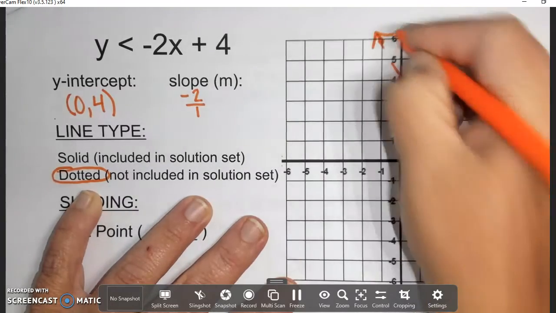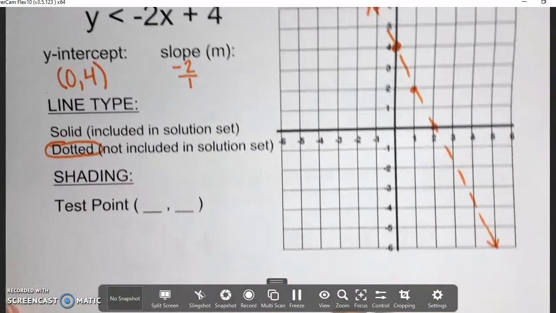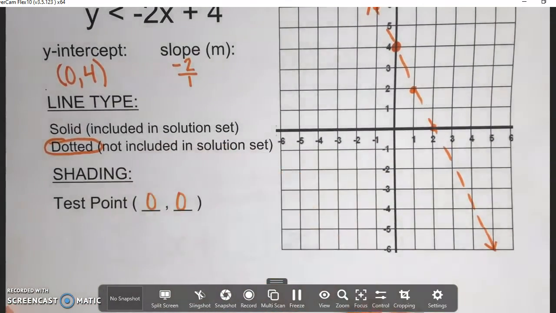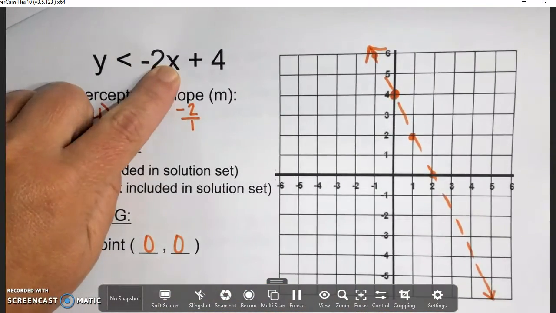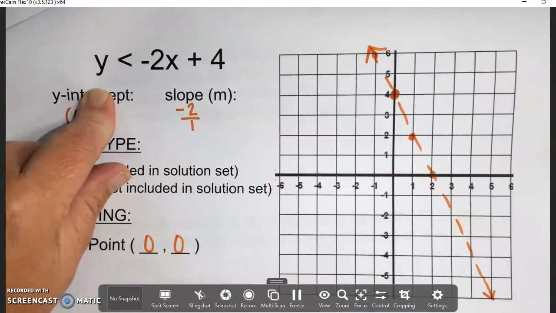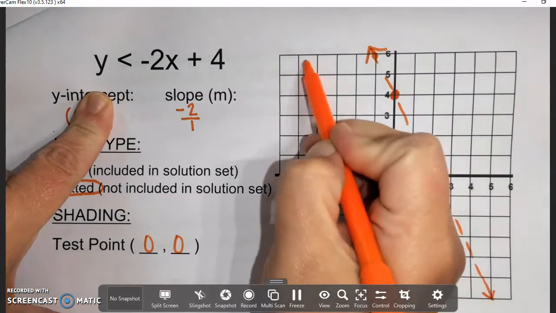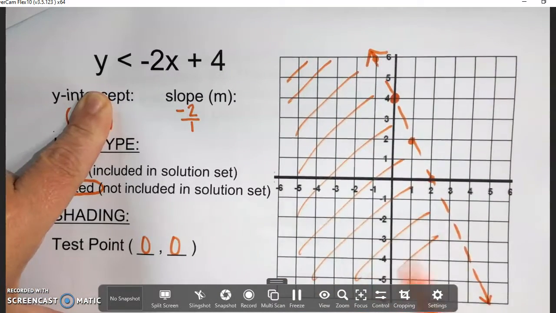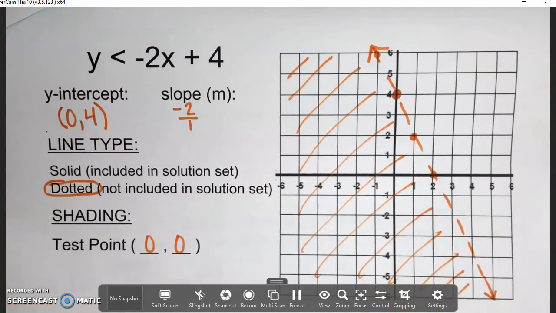Now I'm going to determine what point I'm going to use as my test point. Well, 0, 0 is a great one. So I'm going to use 0, 0. Negative 2 times 0 is 0. 0 plus 4 is 4. Is 4 greater than 0? Yes. So it's included. So all of these are a part of my solution set.